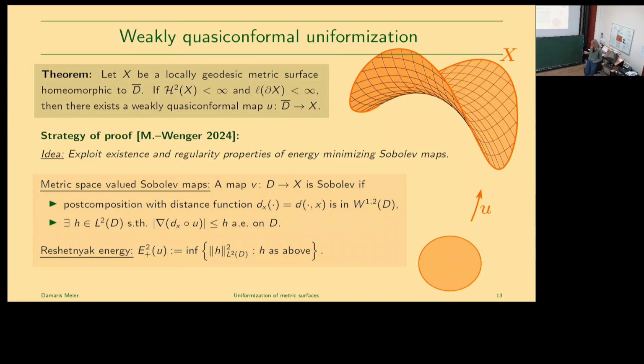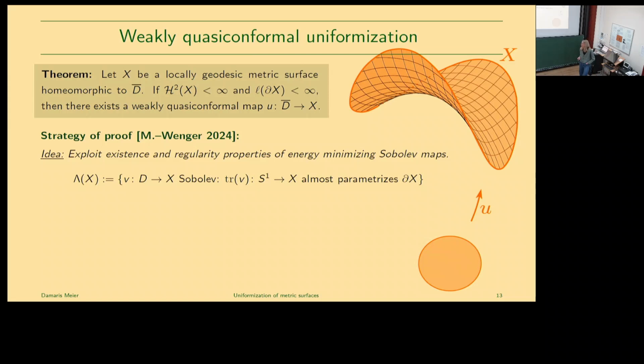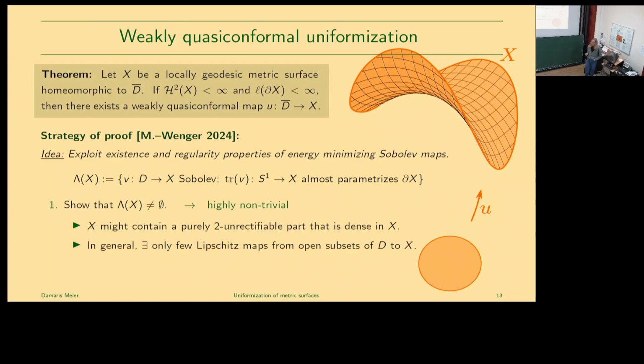Good. So the strategy is as follows. We first have to look at a set of mappings, candidates that we want. So we want Sobolev maps from the disk to X whose trace is an almost parametrization of the boundary, in the sense that it's a uniform limit of homeomorphisms from S1 to X. And the first step is, of course, to show that this set is non-empty.